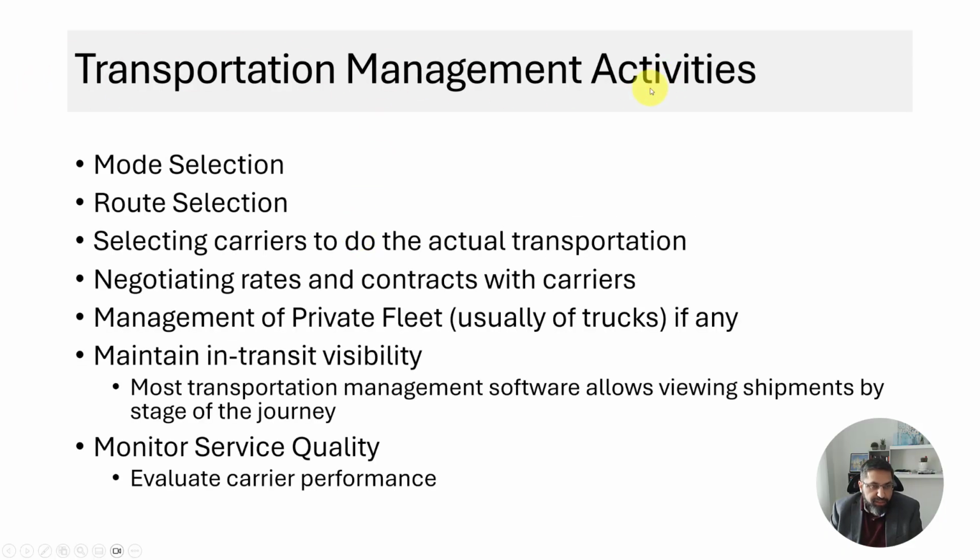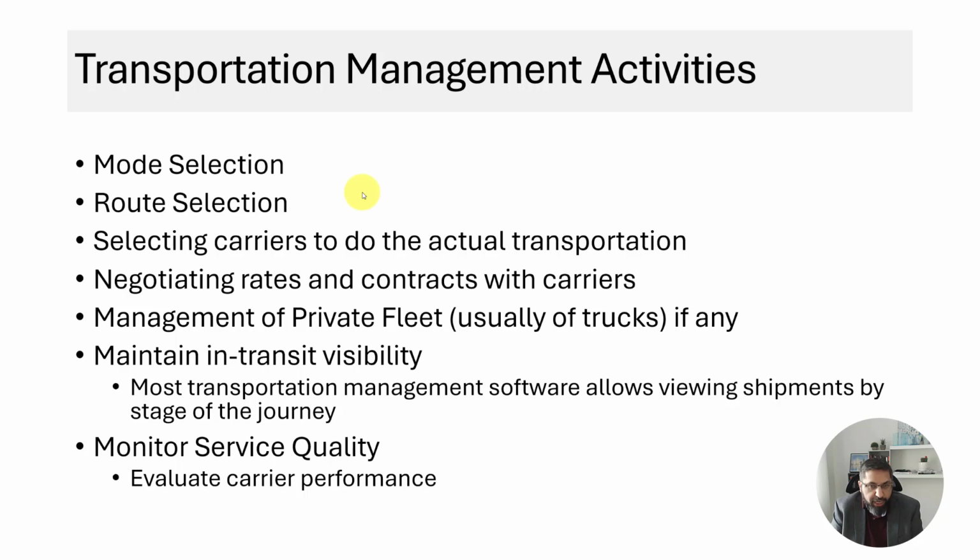Transportation management activities include mode selection. Are you going to ship by ocean freight? Are you going to use rail at each end? Are you going to use truck? And we have done some examples of mode selection where we compared the impact on inventory costs and transportation costs and figured out a total cost, took a total cost perspective to see, different modes, how they affect our total logistics costs.